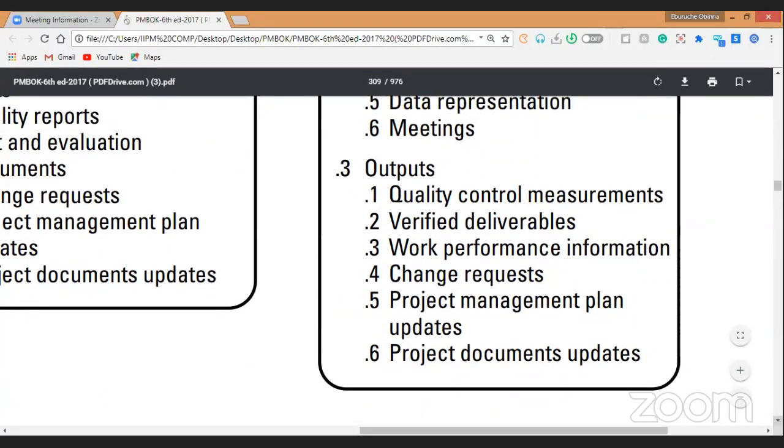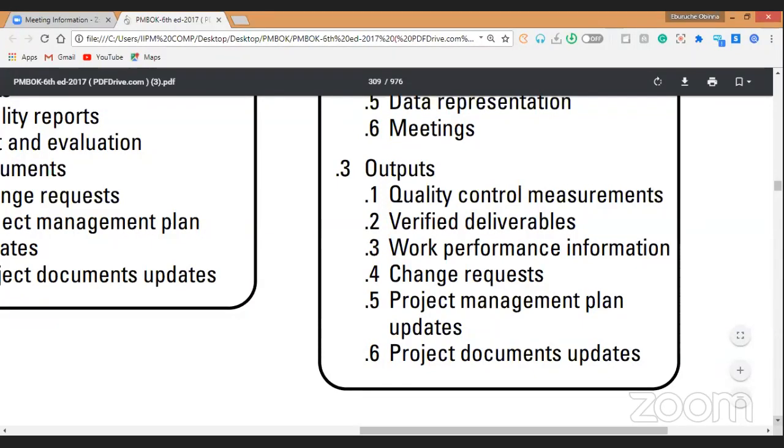Then on the output, you have the quality control measurements. What will be the measures that you will put in place? What will be the metrics? What will be the checklist that you will use to say, okay, when it is at this point, we can say quality is achieved or quality is not achieved? What will you use as your standard for acceptance of quality? What will you use as your standard for rejecting quality? That will be your quality control measurement.